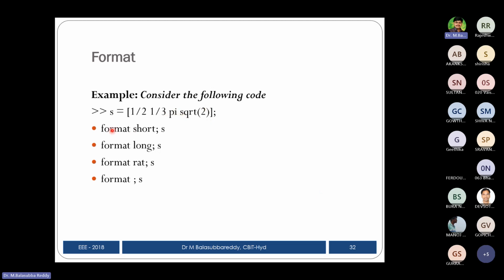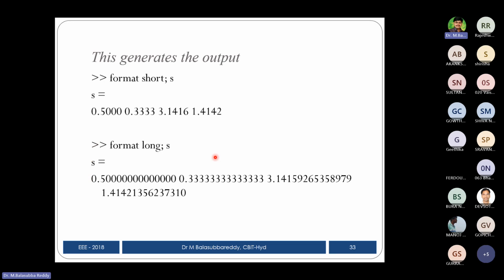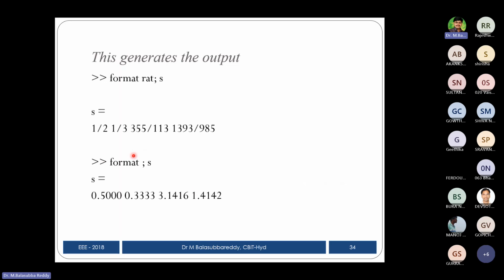So therefore, format short, format long, format rat. Rat is rational, like 1 by 2 or 1 by 3, whatever value is there. Suppose the result is 0.5. It won't show as 0.5, it will show as 1 by 2 if I use that. So similarly, there are some formats. Short, I already mentioned, 4 digits. Long will show more digits. And rat, rational fashion, it will show. And normal format means 4 digits by default.